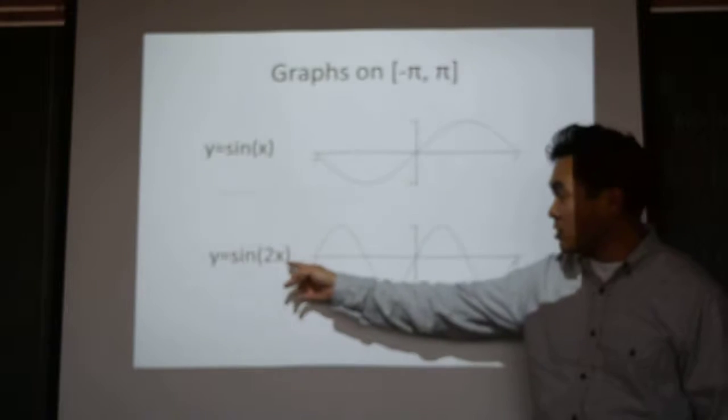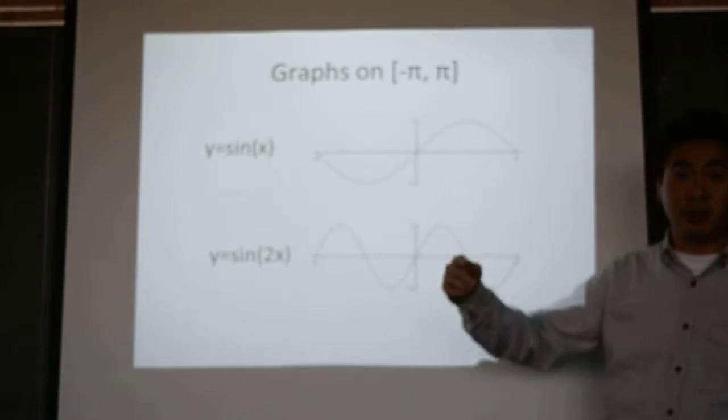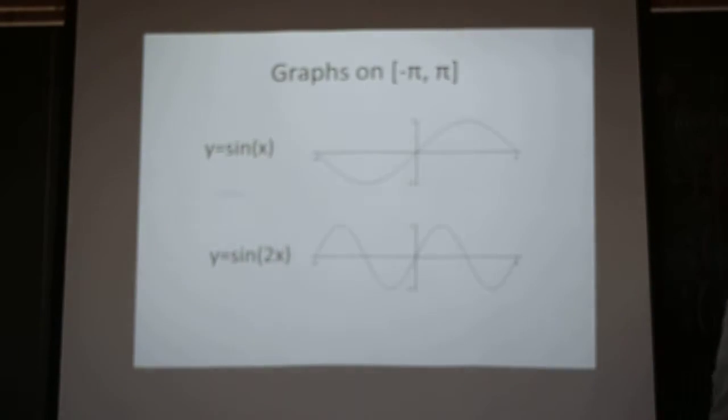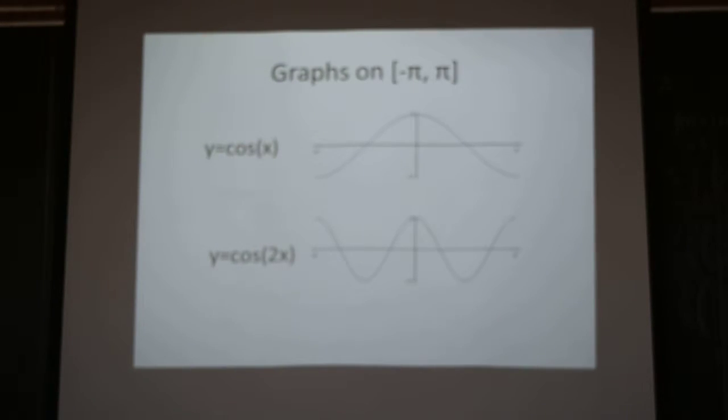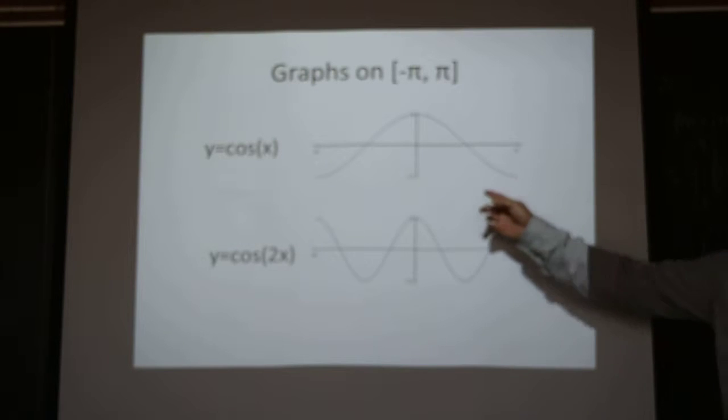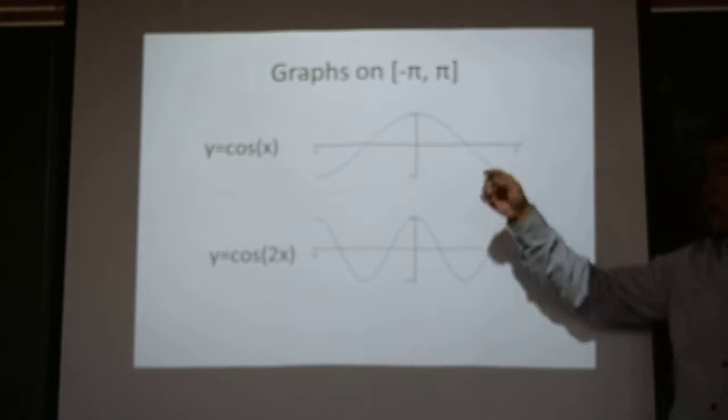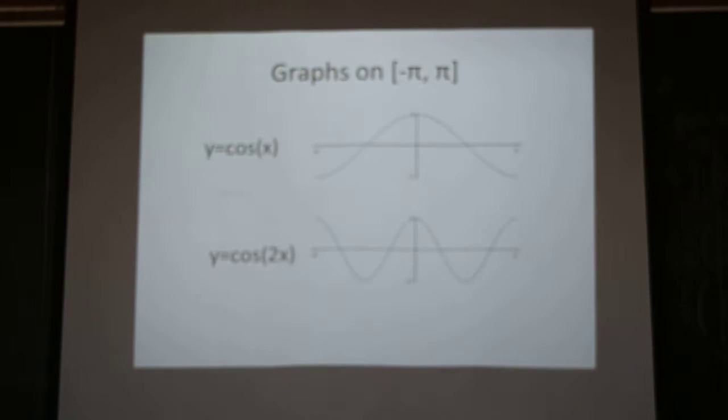By the way, we were calling this 2 the angular frequency, right? So it oscillates more from negative pi to pi. And same thing for the cosine. This is the graph of cosine from negative pi to pi, and it oscillates more if you increase the angular frequency.